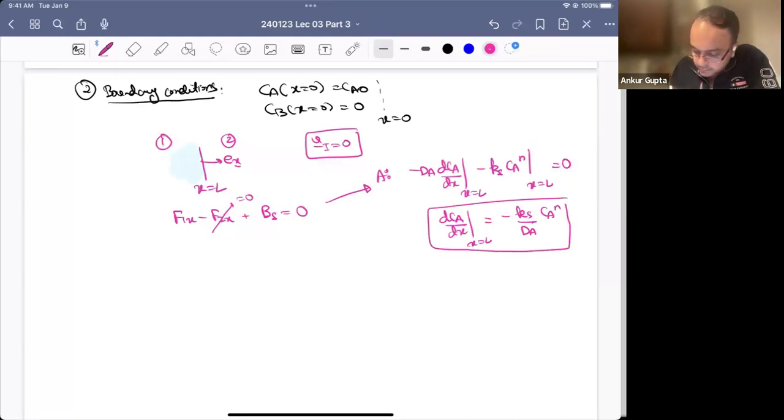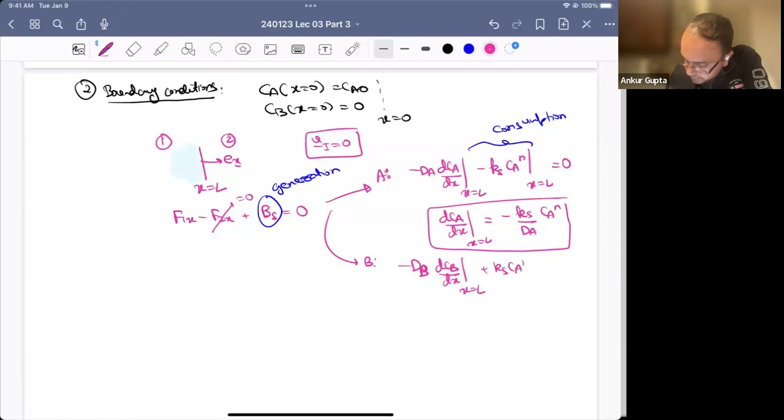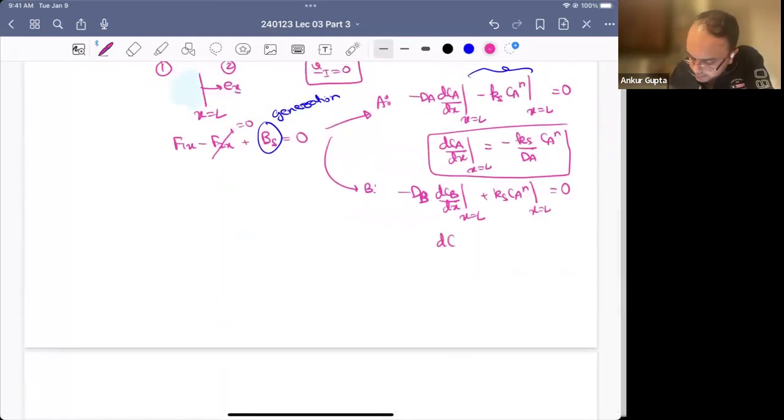Now we can do something similar for B. For B we have minus D_B dC_B by dx at L. Again, there is nothing outside that phase, but instead of consumption, which was negative, remember that B_S is generation. So it is positive when it's generating, and when it's consumption you have to do a minus. B is actually getting generated, so it will be positive at the same rate, plus k_S C_A raised to the power n at L is equal to zero. Our other boundary condition becomes dC_B by dx at x equals L is equal to k_S by D_B times C_A raised to the power n at x equals L.